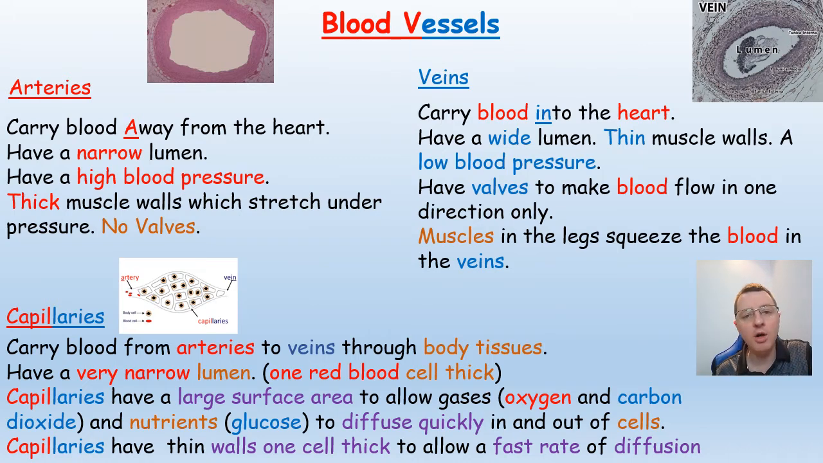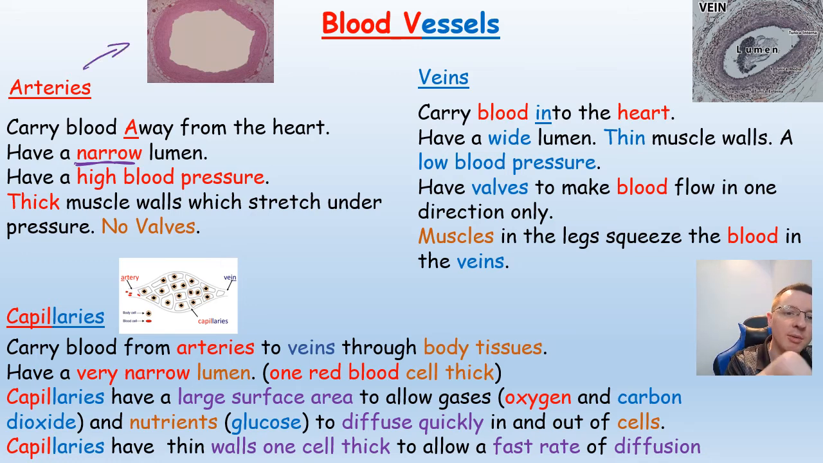So arteries, veins and capillaries all have a different function, and to carry out their different functions they have different structures to help them. Arteries, as we've already said, carry blood away from the heart, and that blood needs to be at very high pressure. To help the blood have that high pressure so it can flow around the body all the way to the tips of your fingers, down to the bottom of your toes, the top of your head, to help maintain that high blood pressure, the arteries will have a very narrow lumen.